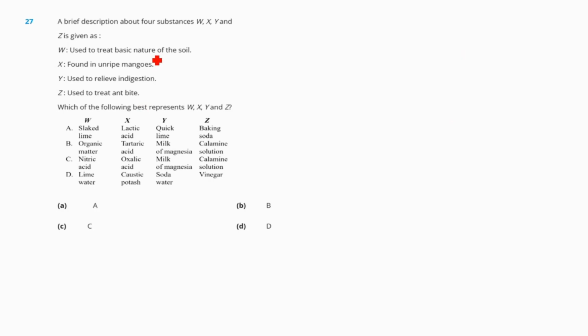So let's understand this. The basic nature of the soil is treated by adding some organic matter to it. So W should be organic matter. So I think B is the correct answer. And tartaric acid is present in unripe mangoes. Milk of magnesia is a mild base, and it can be used to cure acidity or indigestion.